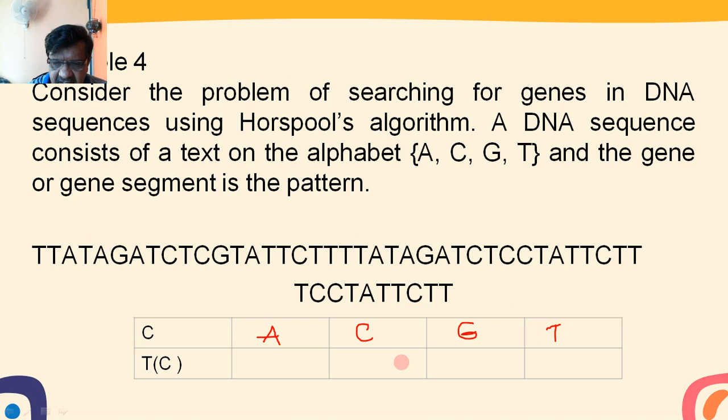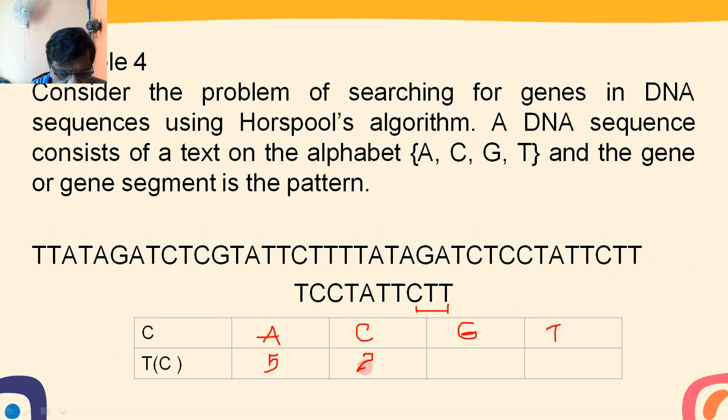As far as A is concerned, here is A. It is 10 minus 1, 2, 3, 4, 5. Therefore, A will enjoy a shift of 5. And as far as C is concerned, C is here. The rightmost C is over here. There are other two C's also, but this is the rightmost C. Therefore, this is the shift size. So it is 10 minus 8. Therefore, C will enjoy a shift of 2.